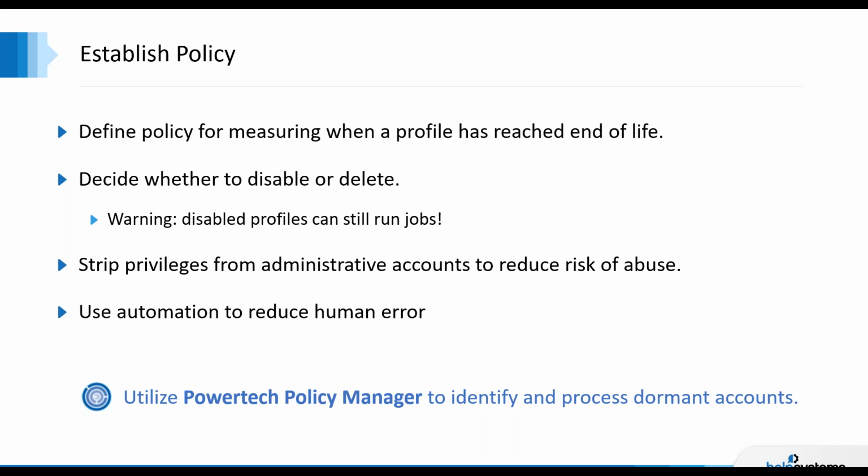Once you've determined what that threshold is going to be, you then have to decide what action you're going to perform. Are you going to simply disable the profile, or are you actually going to remove it? And maybe you have different tiers where after 30 days you disable it and after 90 days you delete it. So it's totally okay to blend those two things together. One caveat is you need to remember that disabled profiles are still able to run jobs. Disabling the profile simply prevents them from making a new connection to the server.